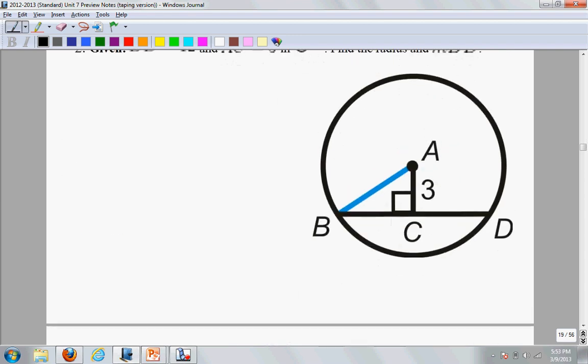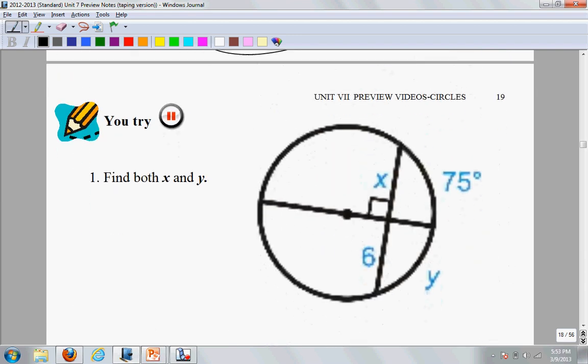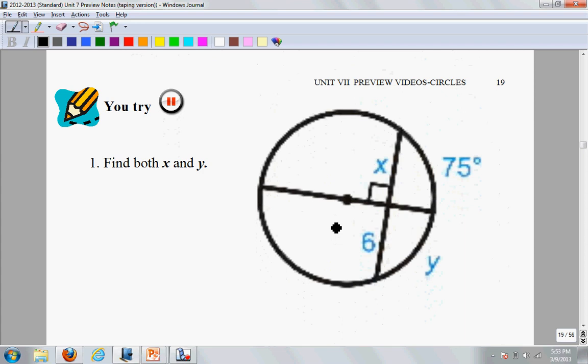Let's try one more problem together, and then you're going to do one on your own. So I'm going to do one of the you try problems with you. Let's take a look at what we have here. The trick to solving these is just to physically trace stuff out, get a feel for the diagram. So let's see what we have here. We have a radius, trace it please. And we have a chord, trace it please. And we have a right angle.